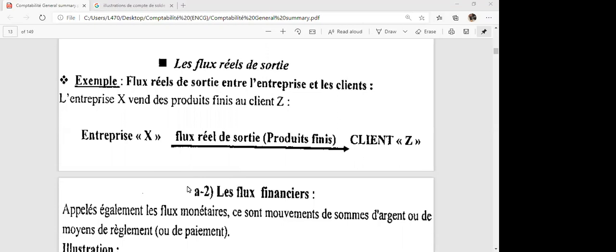So on to the first one, selon la nature, according to their nature, we distinguish between the flux financier et le flux réel. Financier is the movement of money or methods of payment, and the flux réel is a movement of the tangible goods themselves. So that does it for the first two, selon la nature des flux.